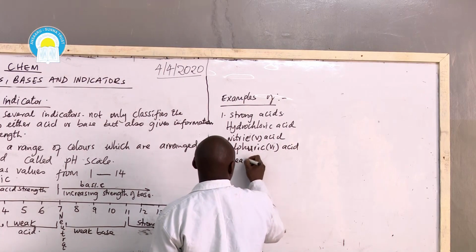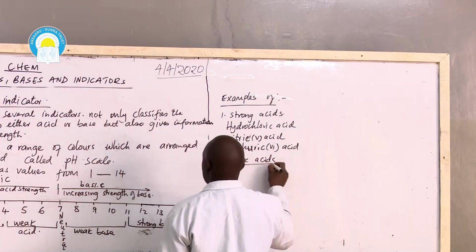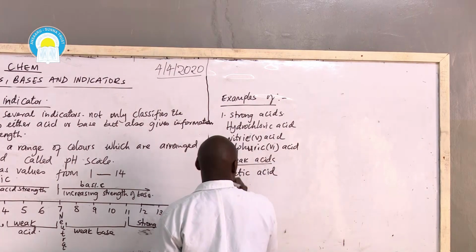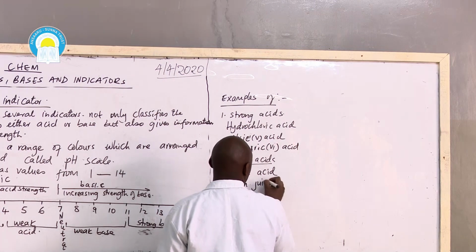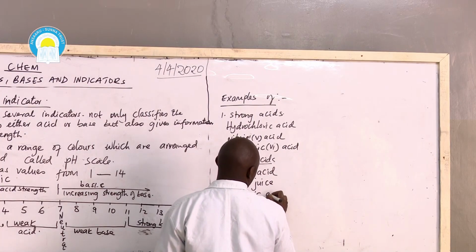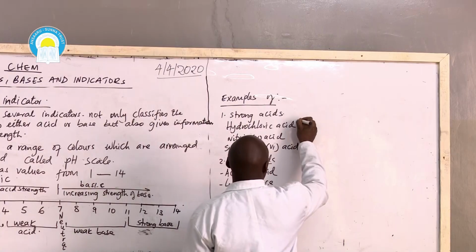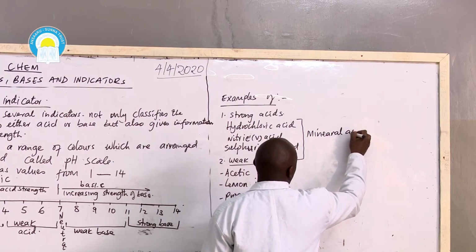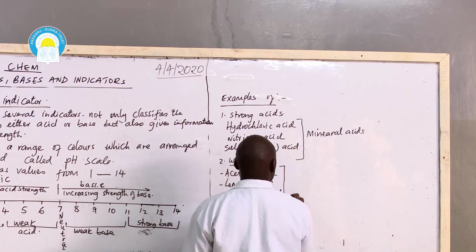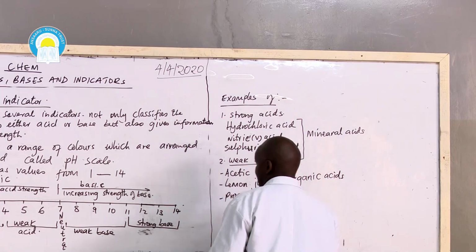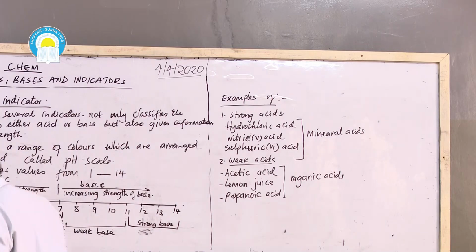Number 2, weak acids. We have seen the one for pH 5 was acetic acid. We can have lemon juice, which is citric acid. We can have propanoic acid. The strong acids have a common name, which we call mineral acids. So mineral acids are strong acids. These ones have a common name, organic acids. The organic acids are solutions of weak acids.